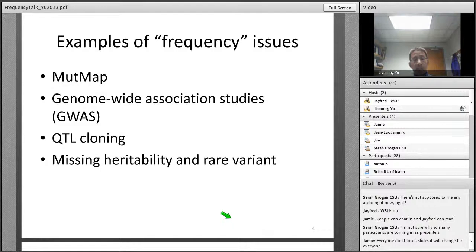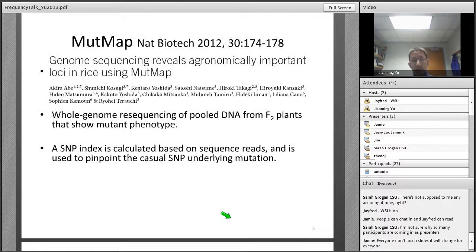Mutant basic genetics, MutMap. And the second study is some study we've done recently about the genome-wide association studies, GWAS. And then the third study is a QTL cloning process. We're going to show you with the basic qualitative traits, QTL cloning, multiple haplotypes, and the frequency issues there. And the last one is the missing heritability study, a rare variant. That is a study we've been in collaboration with a group of human geneticists. You can see also what a rare variant's contribution to the missing heritability issue is.